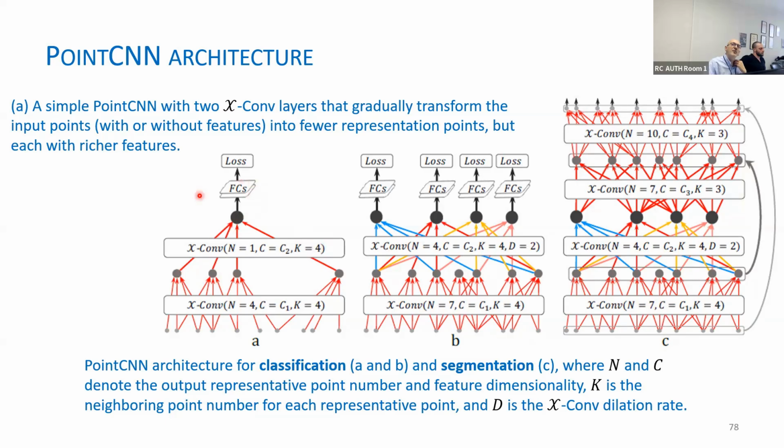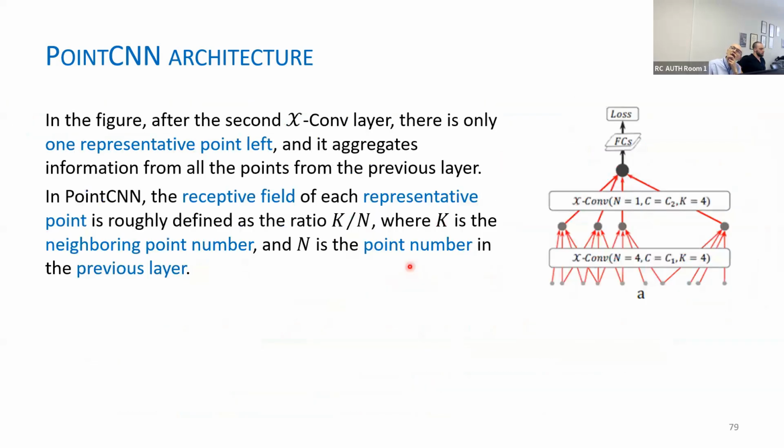And then at the end, we have a fully connected layer trained with the loss function to perform the classification. So this is the simplest way that we can apply the network. Actually, the authors showed that it is better to work following the architecture which is represented here in B. The difference is that here we have a dilation operator. Maybe I can comment.